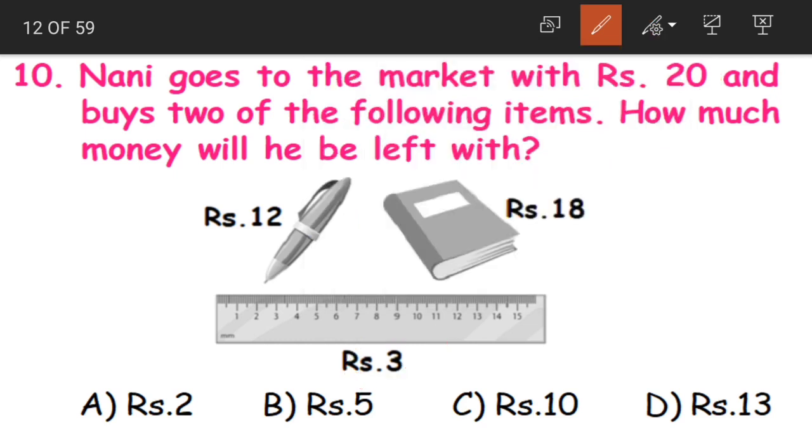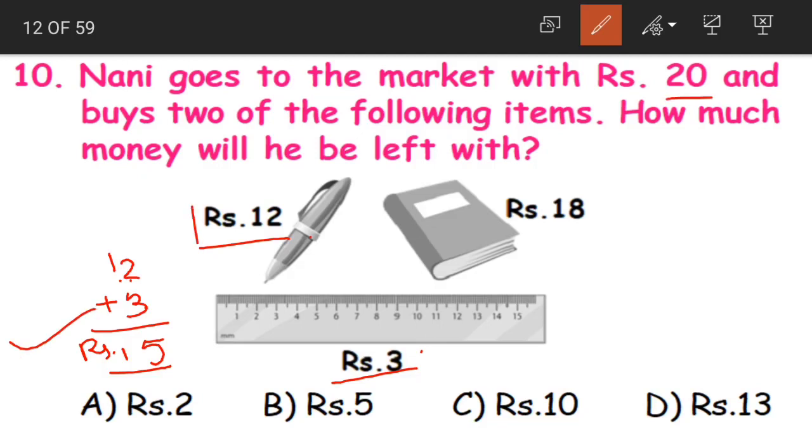Now the last one remaining is pen and scale together. 12 plus 3, 2 plus 3, 5 and 1. So when he buys a pen and a scale together, the total cost would be 15 rupees. It is less than our 20 rupees, yes. So he can buy these 2 together, a pen and a scale. He had 20 rupees but he bought for the value of 15 rupees only.